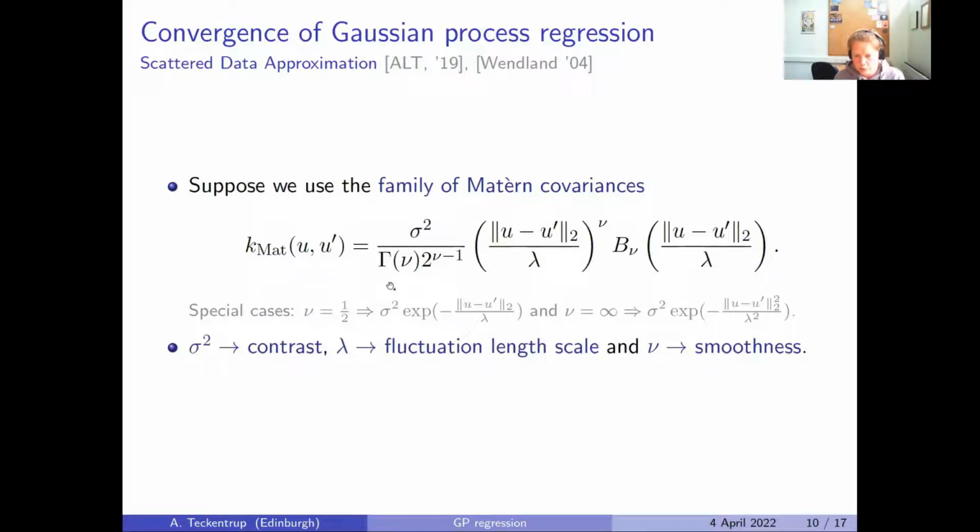So for example, when nu is equal to half, you get the exponential covariance function, the covariance function of the Ornstein-Uhlenbeck process. And in the limit as nu tends to infinity, you recover the Gaussian covariance, or the squared exponential, or RBF covariance function, which is this one here. But in general, it does have these three parameters, which makes it a very flexible model, and you can tune the different parameters to get different properties. So long length scales, short length scales, very smooth functions, or not very smooth functions.